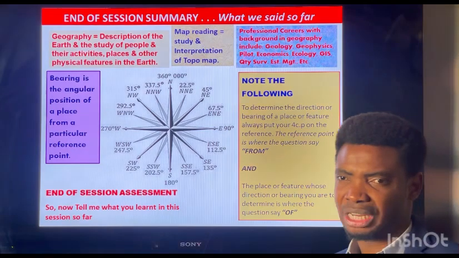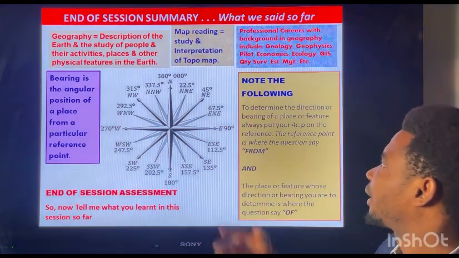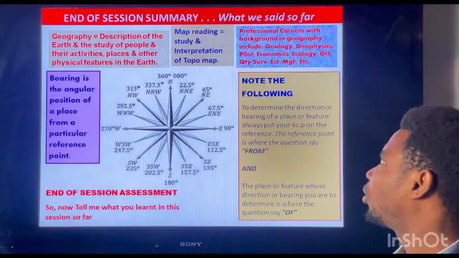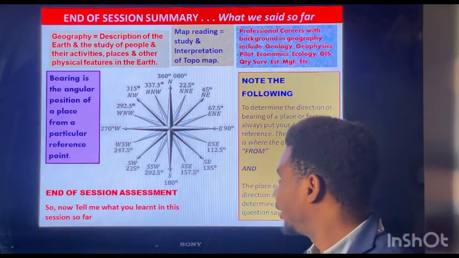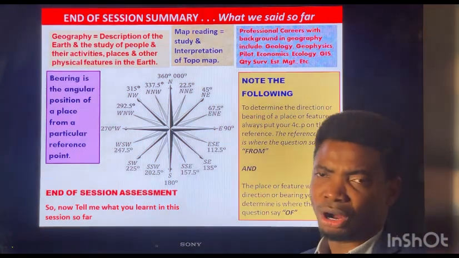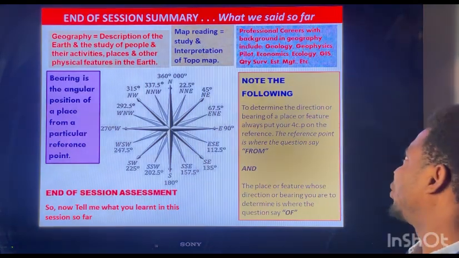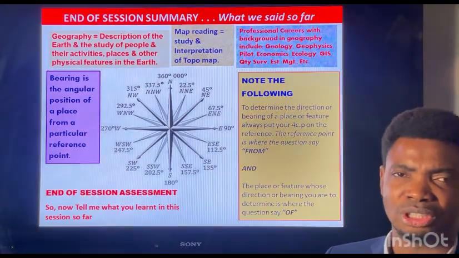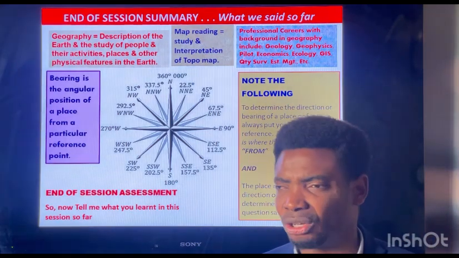So now, end of session summary. Let us summarize what we have said so far in the first video session and the second video session. I said that geography is a description of the earth and the study of their people and their activities, places, and other physical features in the earth. I also said that map reading is the study and interpretation of topo map. Topo map means topographic map. And I mentioned also that the professional careers that have background in geography include estate management, quantity surveying, urban and regional planning, geology, geophysics, nautical science, pilot, etc.